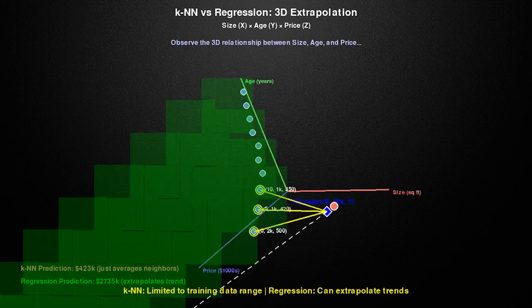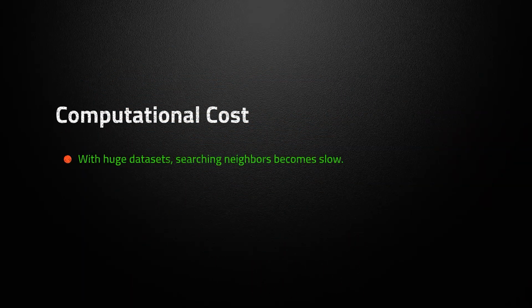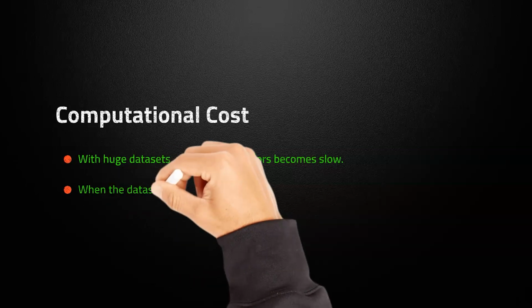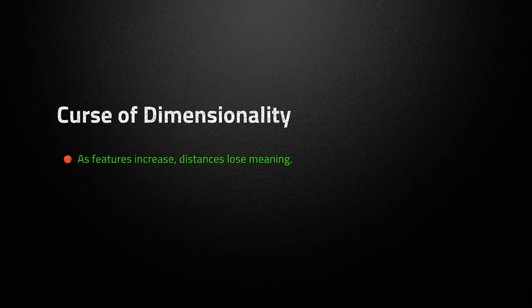The third limitation that KNN has is the computation. With huge datasets, searching neighbors becomes slow. When the datasets are huge, indexing and approximation methods help. Another limitation is the curse of dimensionality. As features increase, distances lose meaning. Dimensionality reduction techniques like PCA can help. KNN is simple, visual, and intuitive. It teaches the core idea of machine learning, which is decisions by analogy. That's why KNN remains a classic in machine learning.